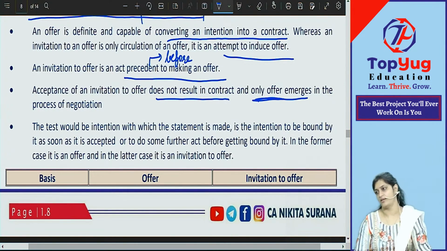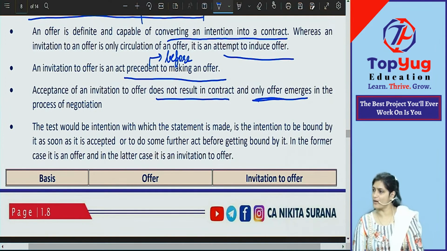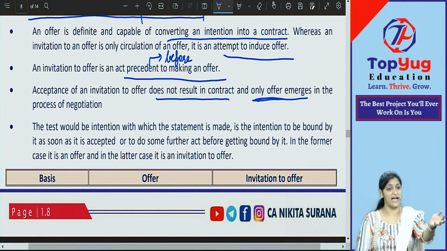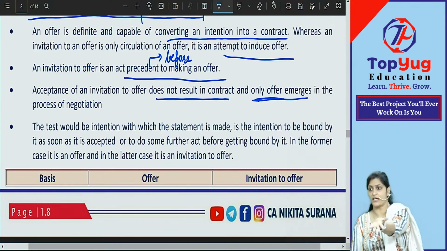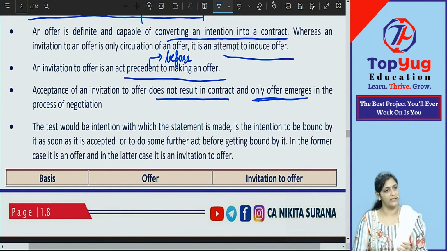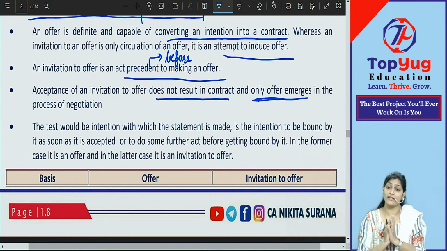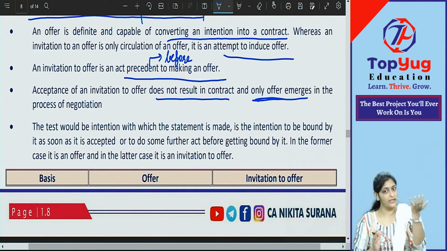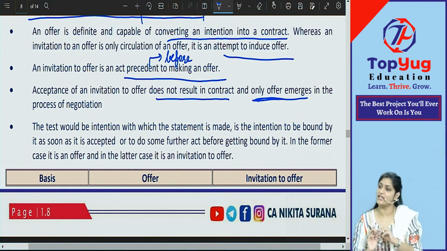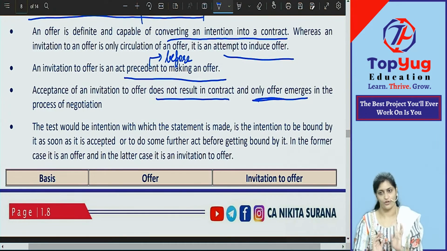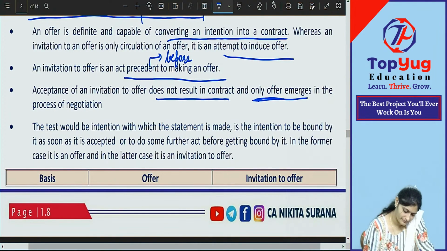Only an offer. Once that person is coming to my shop and saying, give me those, I want to purchase those items which are under stock clearance sale, and you are saying, yes, yes, come ma'am, come sir, I'll show you those items, then what is happening? You are now giving that person an offer. When you're saying yes to that stock clearance sale, then you're just giving an offer. Is this point clear? That is offer.